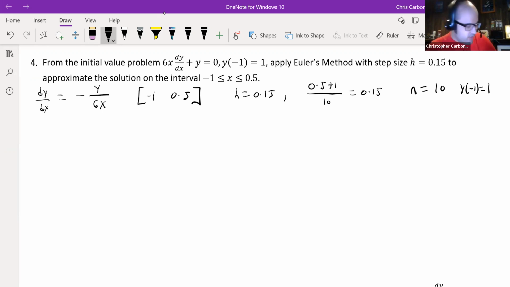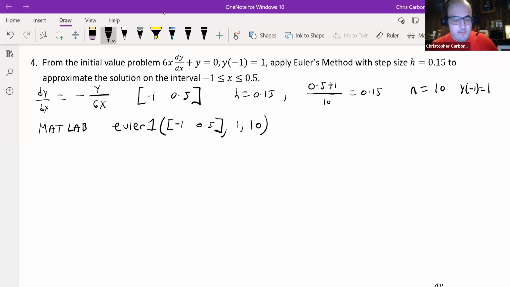The function that we are going to use in Matlab is going to be the following. Euler 1. And then in parentheses, we're going to have a -1 and 0.5 in brackets, no comma or anything, 1 and 10. In order for that to then map to exactly the way that we need that inside of Matlab, let me share my Matlab screen.